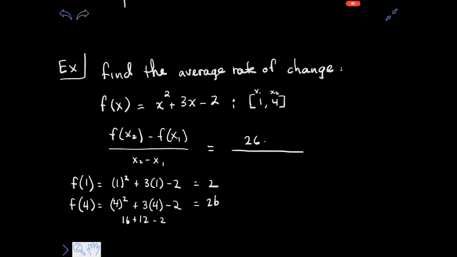So we have 26 minus 2 over 4 minus 1. These are the two x values, x equals 4 and x equals 1. So we've got 24 over 3 and 8. So the average rate of change of this function between x equals 1 and x equals 4 is 8.